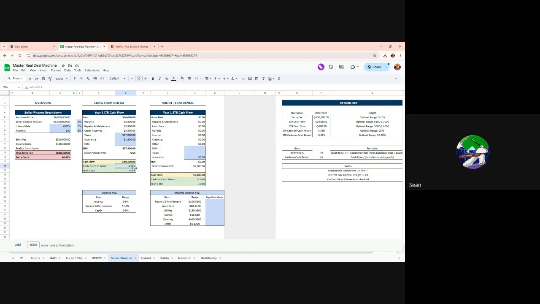Your cash on cash return is at 4 percent, but we're going to be focusing on short term. This part is just for fun. How much money did they want monthly? $5,000. Okay. So the deal doesn't work for long term, but let's do the short term.